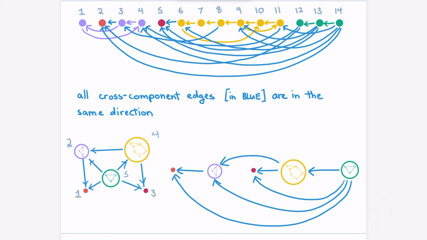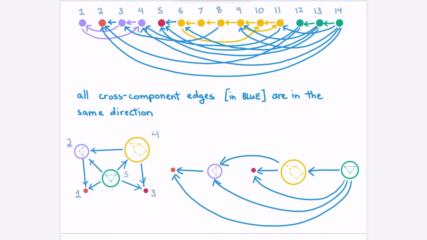All of the edges that go across components of different colors are going in the same direction. They're going right to left, following this component structure. The only messy part is that in the actual listing of the vertices, the vertices can be intermixed: you have purple, red, purple, purple. So not all lined up. But if you only focus on the edges going across colors, it does form something like this.